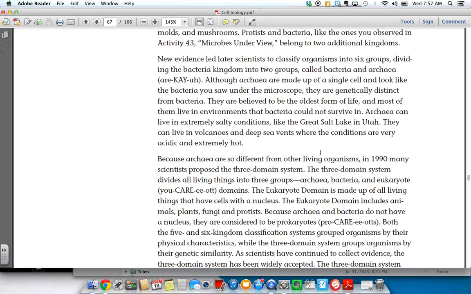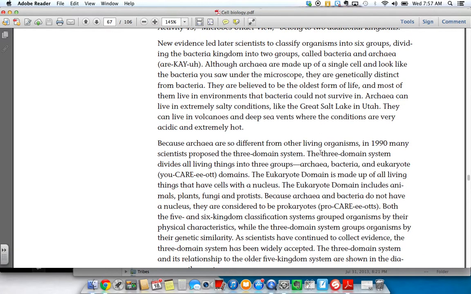Because archaea are so different from other living organisms, in 1990, many scientists proposed the 3-domain system. The 3-domain system divides all living things into 3 groups: archaea, bacteria, and eukaryote domains. The eukaryote domain is made up of all living things that have cells with a nucleus. The eukaryote domain includes animals, plants, fungi, and protists. Because archaea and bacteria do not have a nucleus, they are considered to be prokaryotes.